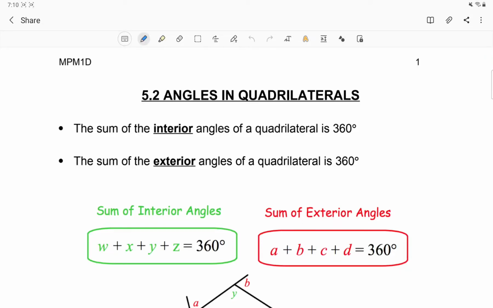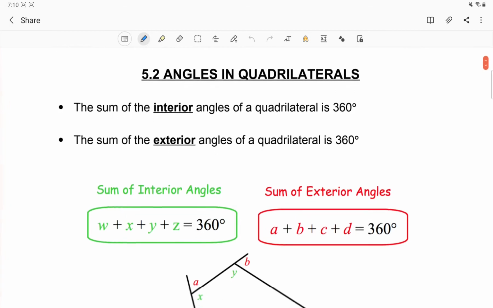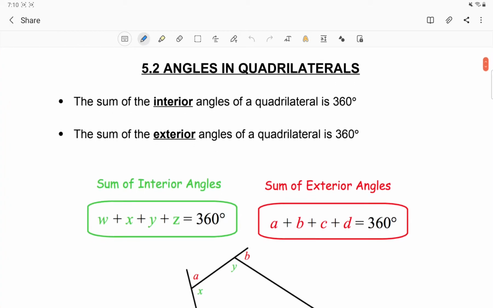So this is lesson 5.2, angles in quadrilaterals. There are two main things that we should know about these angles. The sum of the interior angles in a quadrilateral is 360 degrees, and the same thing is true for exterior angles.